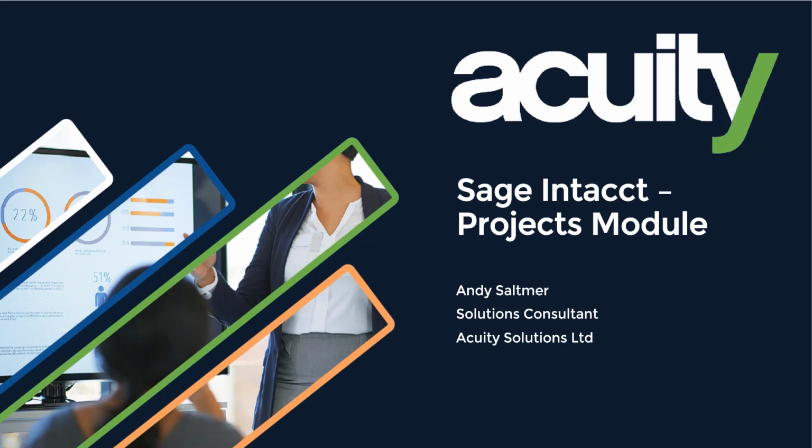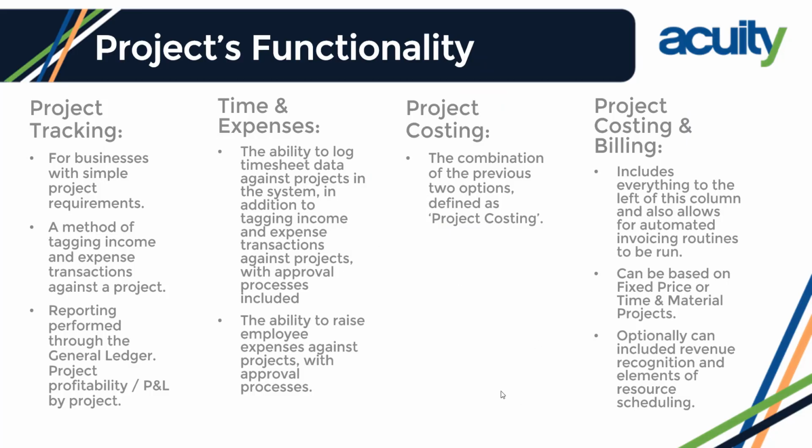We'll get into the software in a few minutes, but what I wanted to do very quickly is just highlight a couple of things about the project module. What we're looking at here is a quick PowerPoint slide, and you'll see there are 4 columns of information there. Really what this does is it just describes the different types of functionality that you can get within the projects module.